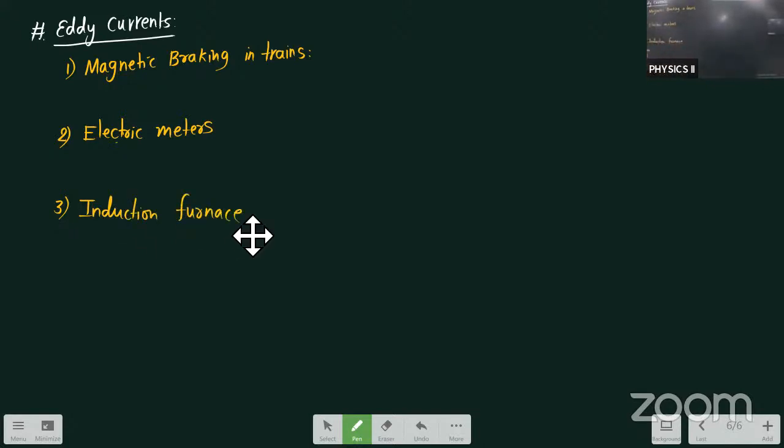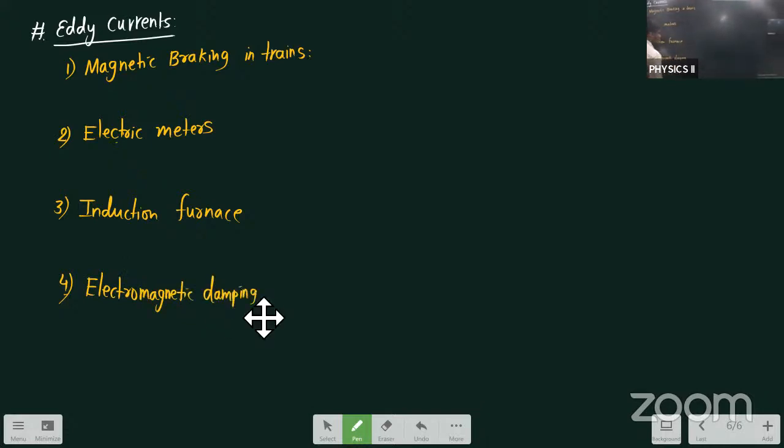If you write 4 uses, it is enough. You can write any number of uses, but for the main examination, if you write 4 uses, you will get sufficient marks, 4 marks here. What is the last one? I have written magnetic braking in trains, electric meters, induction furnace. Another one is electromagnetic damping.